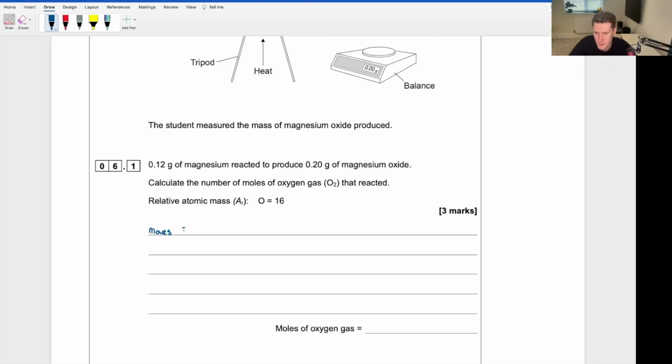moles equals mass divided by Mr or Ar, depends on whether you're working with molecular mass or just the mass of an atom in general. So first of all, to calculate moles, we need a mass. So what's the mass of oxygen? Well, we know that this is our mass of magnesium, and we know that this is the mass of our magnesium oxide. So if I take my magnesium away from my magnesium oxide, the remainder will be our oxygen's mass. That's what I'm going to do. So I'm going to do 0.20 minus 0.12. And I get a mass of oxygen of 0.08.